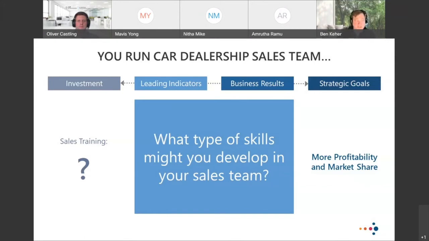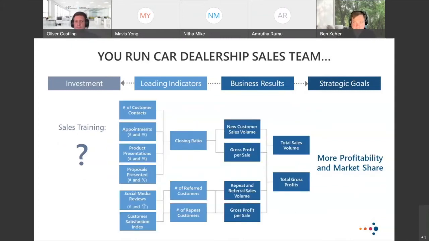Now, I'm going to show you a measurement map. And I want you to tell me, after you've looked at this measurement map, how what you've just written may change. So business results: total sales volume, total gross profits, customer sales volume, gross profit per sale, repeat referral sales, gross profit per sale. And then we get into our leading indicators. These are really important. These are your hint for what things to validate if the ideas you had for training are correct. Closing ratio, number of referred customers, and that's going to be defined by number of customer contacts, number of appointments booked, number of product presentations. So we're talking about walking a customer around a vehicle and helping them have a demonstration, right? Have a test drive. Number of proposals presented, the quality of our social media reviews, a customer satisfaction index.